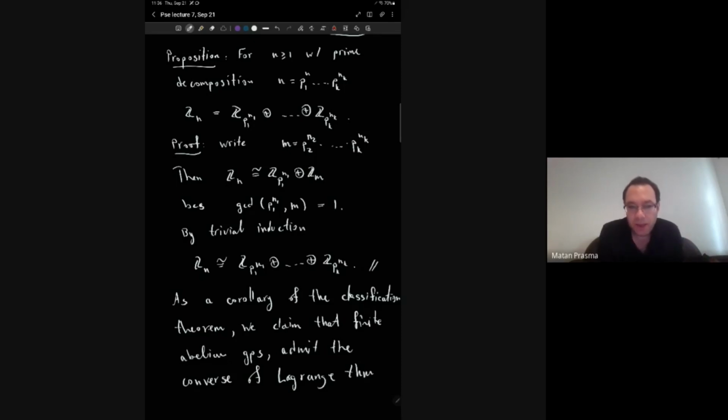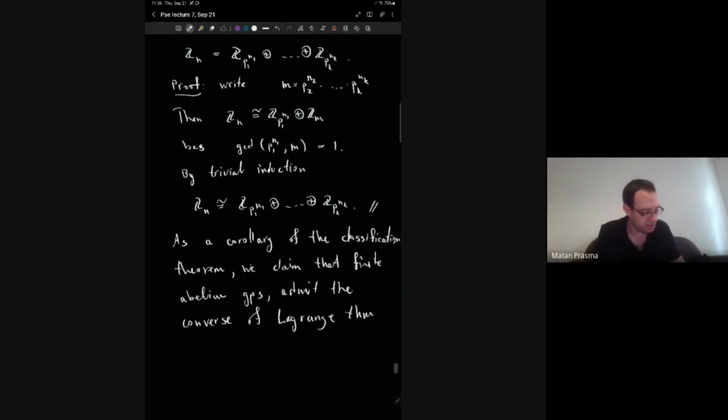The way to go about it is, if you think of what the classification does for you, it decomposes G into a sum of cyclic groups. So whatever you want to prove, you first prove on cyclic groups, and then if it's true for cyclic groups, you typically can extend it for any finite abelian group. So let's do the cyclic case.